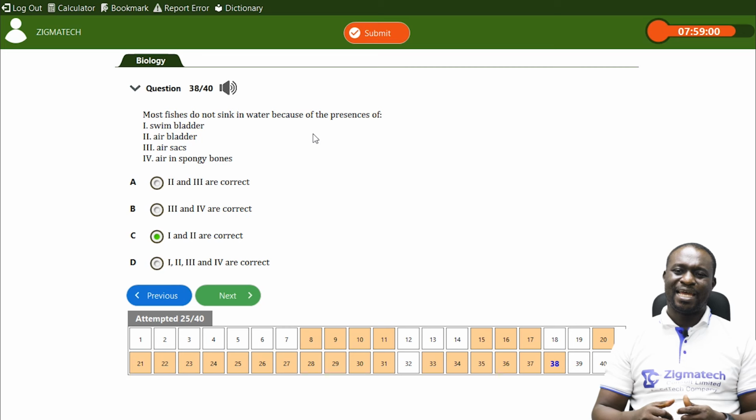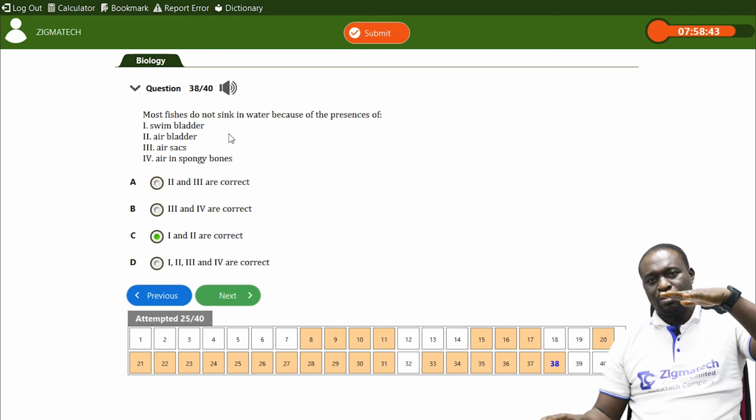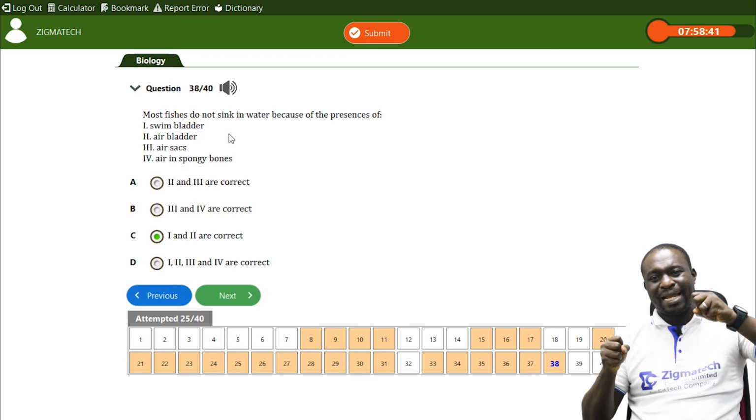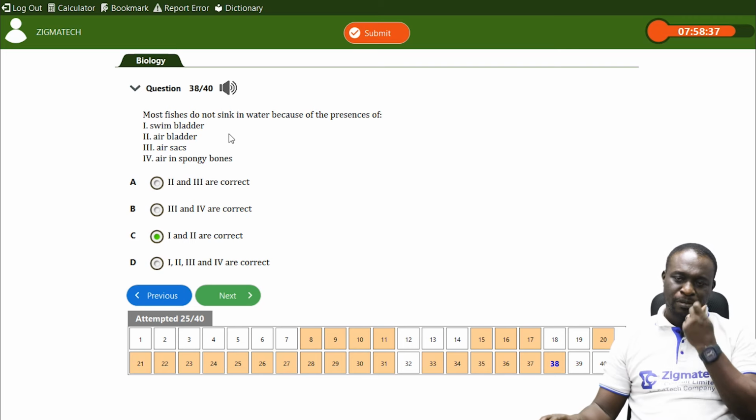So the swim bladder and the air bladder are for buoyancy. Now, air sacs and air in spongy bones are usually found in flight animals that are found in the air, like birds. They have air sacs. They also have air in their spongy bones, which helps them to become light. It makes them light so as to be carried in air. All right, so the correct answer is 1 and 2, which is option C.